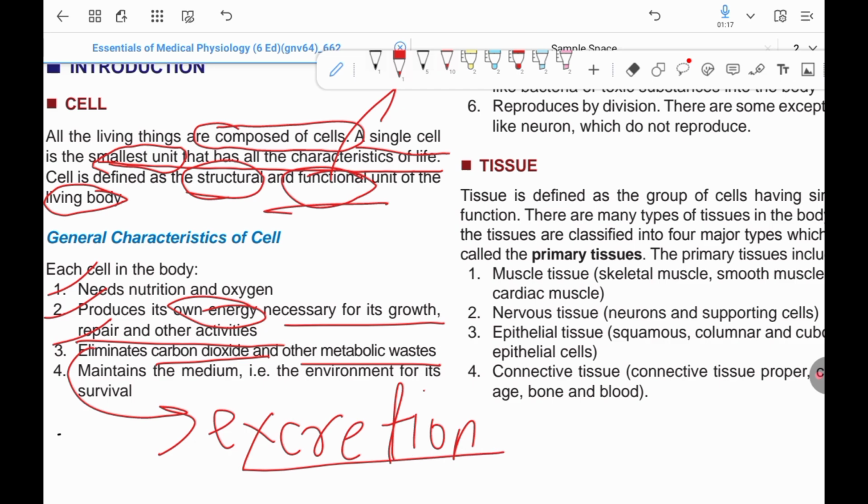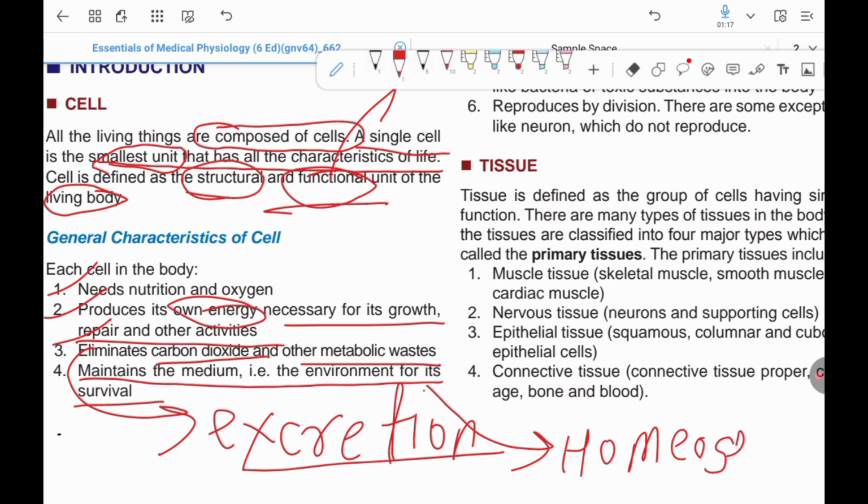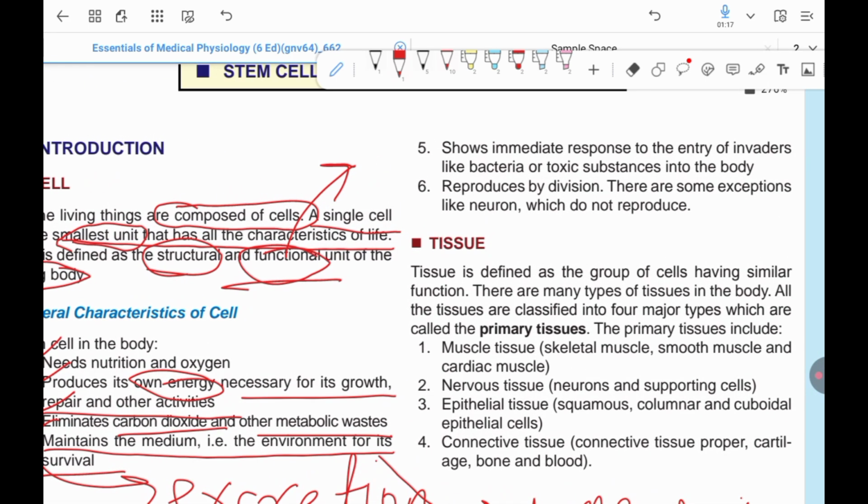Cell maintains the medium environment for its survival. So the ability of the cell to maintain the medium, this property of the cell, is known as homeostasis. We will see homeostasis in a further lecture. Okay, the ability to maintain the environment for its survival is called homeostasis. We will discuss in the next chapter what is homeostasis.